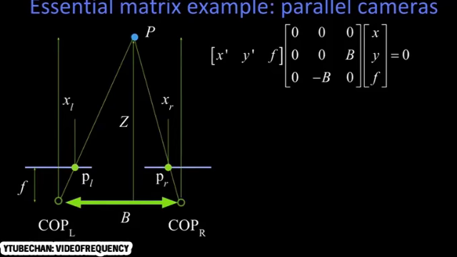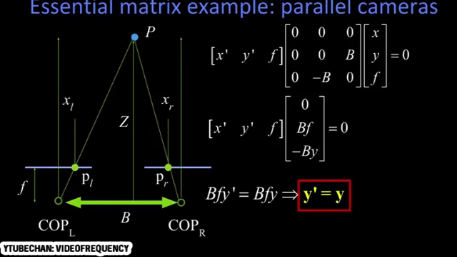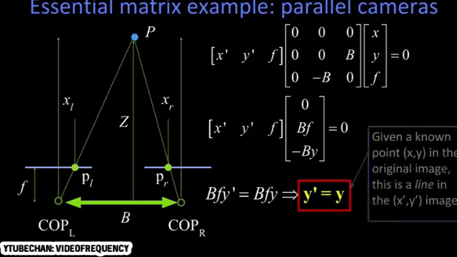Copy that equation over again. Multiply out the first one. So now we have x prime, y prime, f, transposed, dotted with 0, bf, minus by, equals 0. Multiply it more again. We get bf y prime equals bf y. B is a constant, f is a constant, divide through, and it just says y equals y prime. Y equals y prime. What does that mean?